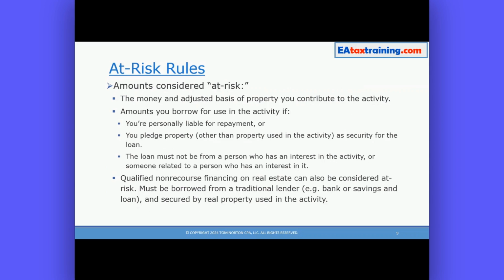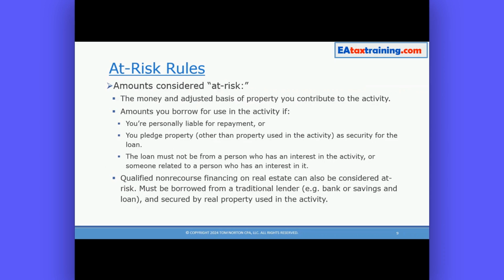What amounts are considered at risk? Well, first of all, and most straightforward, the money and adjusted basis of property that you contribute to the activity. So you've invested money or property in the activity, those amounts are at risk. Amounts that you borrow for use in the activity may be considered at risk if you are personally liable for the repayment or you pledge property as security for the loan. And the property that you're pledging in this case is property other than that used in the activity.